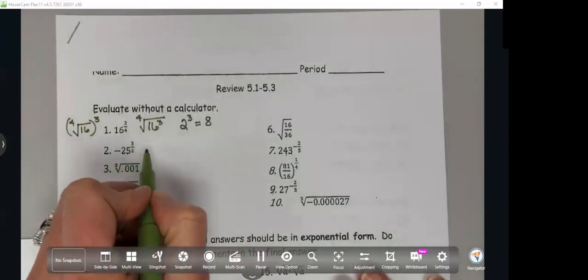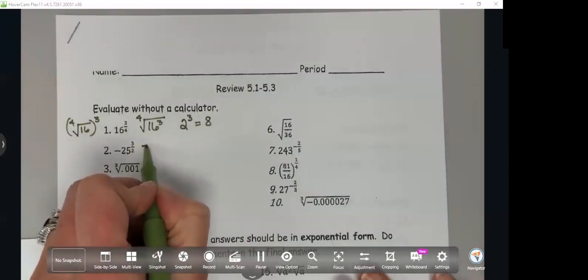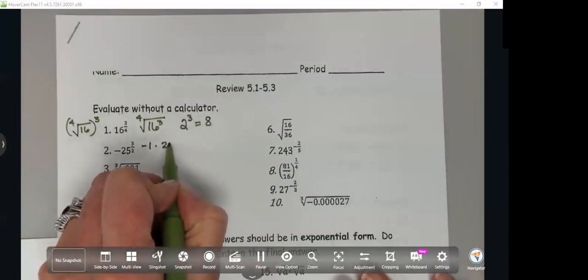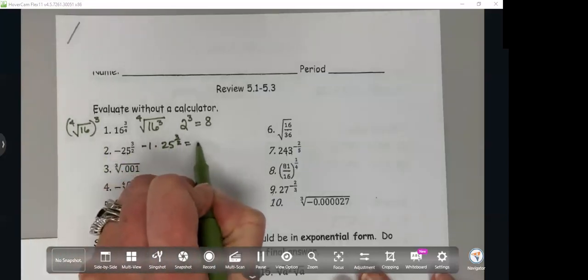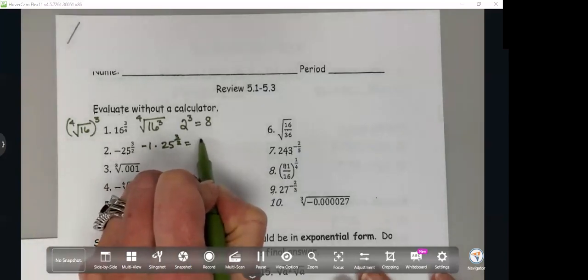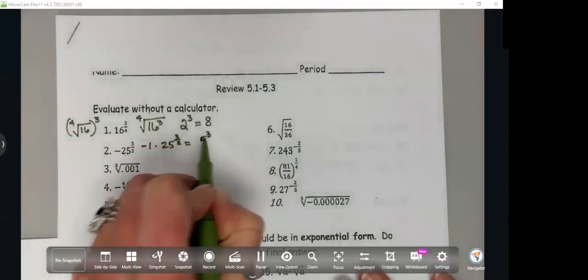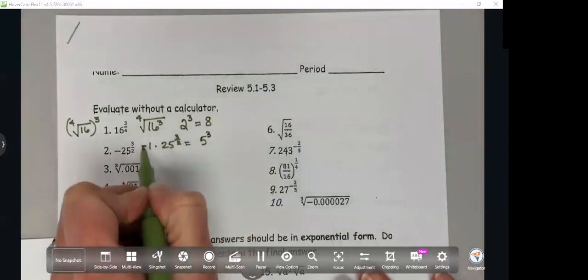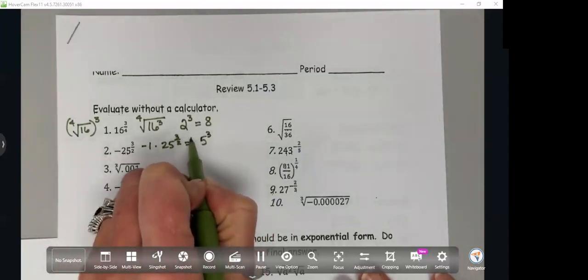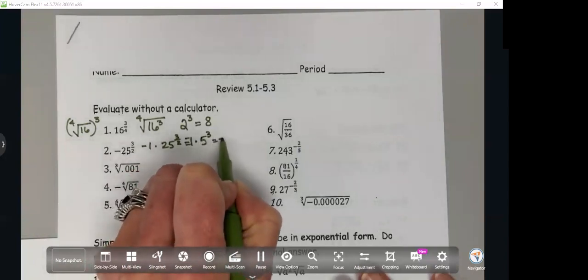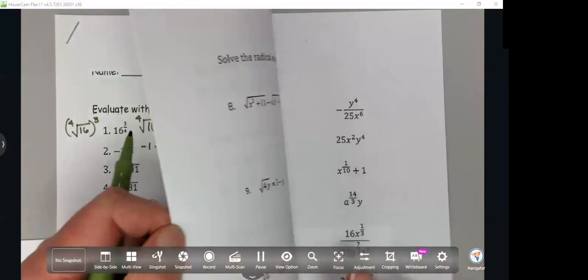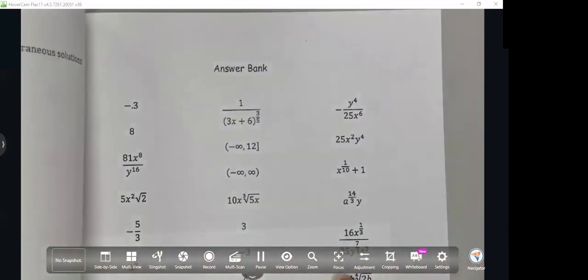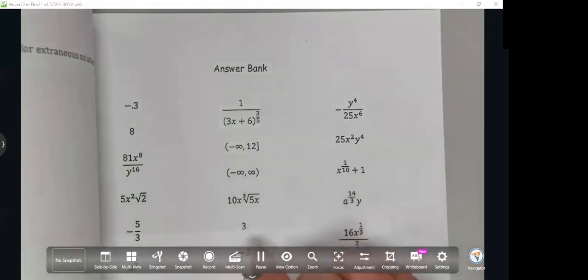All right, so then here, this is basically -1 times 25. So the square root of 25 is 5 cubed, negative, and then that's -1 times that. So we could do it like that, -125. And if you look back here at your answers, you can see, oh, they're on there.